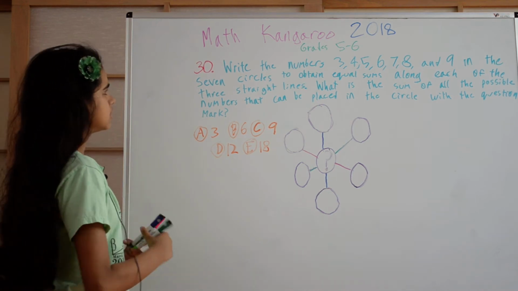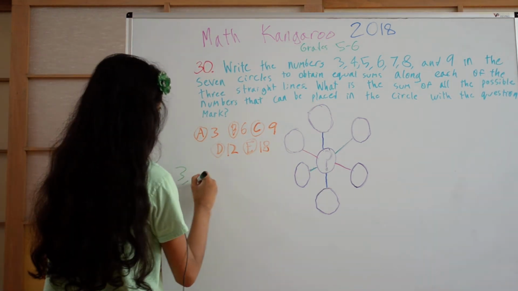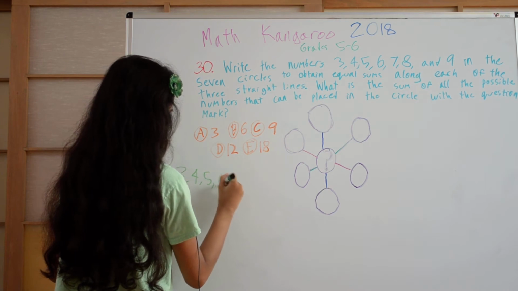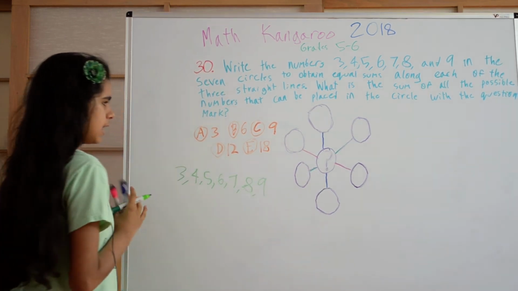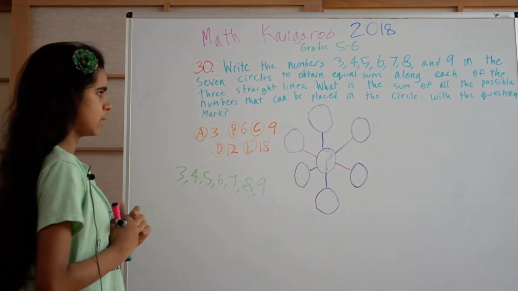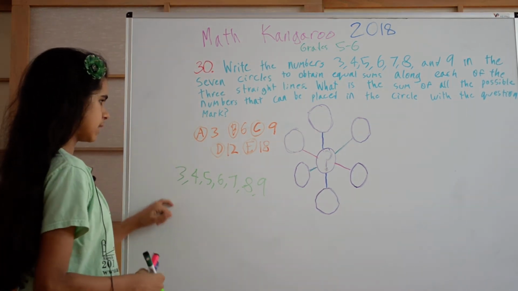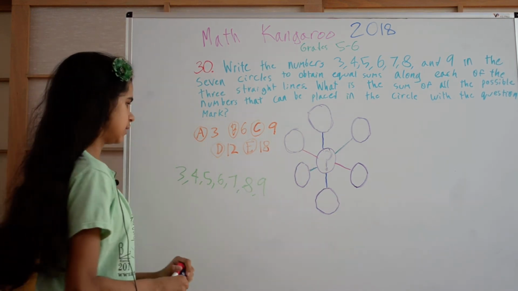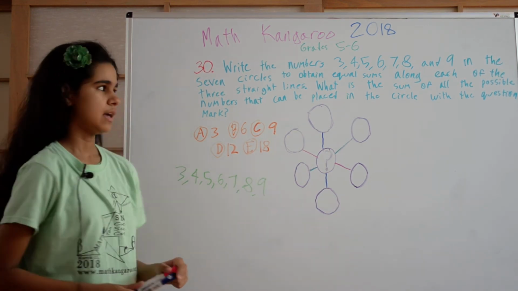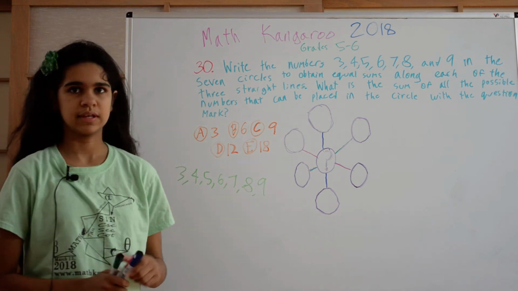So the numbers are 3, 4, 5, 6, 7, 8, and 9. And we have to figure out which one of these numbers we can take away and put as the question mark so that we can divide the remaining 6 numbers into 3 pairs of 2 that have the same sum.